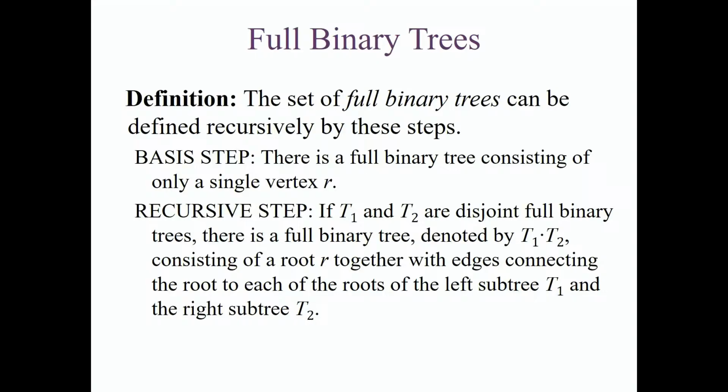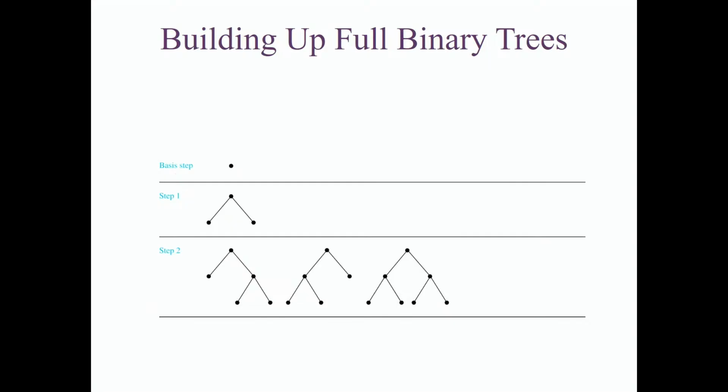Okay, so let's see an example of how we create a full binary tree. In the basic step, we have only one vertex. This is also a full binary tree. Then in the next step, we can use such trees as T1 and T2, and we can connect T1 and T2 by additional edges from R1 and R2 to R. This helps us to develop another full binary tree in step 1. And that's the only tree we can create for step 1.